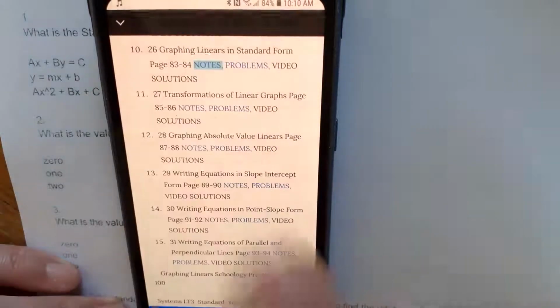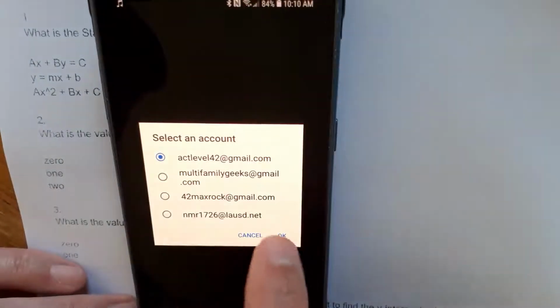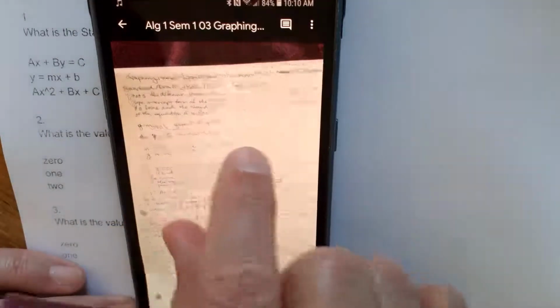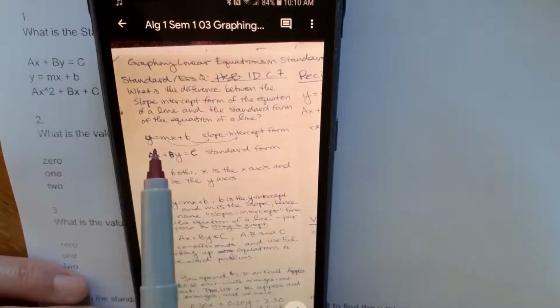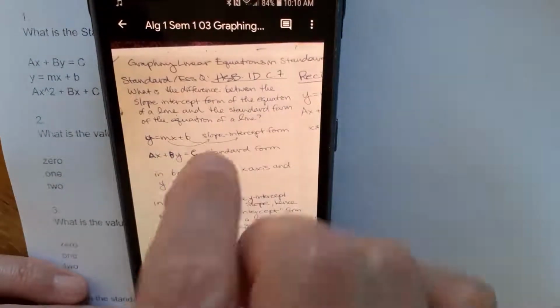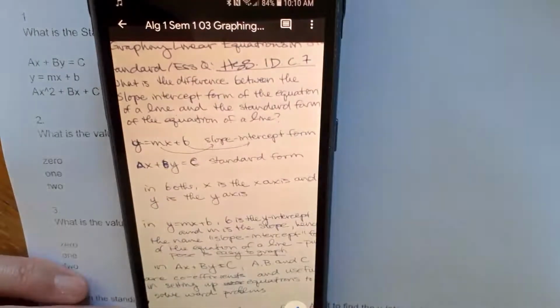So click notes. Sometimes I have to click it twice to open it. So this opened right away. I don't know whether it's the memory in my phone or my internet connection or what, but this is going to talk about the slope-intercept form of a line. Let me try to make that a little bigger so you can see.